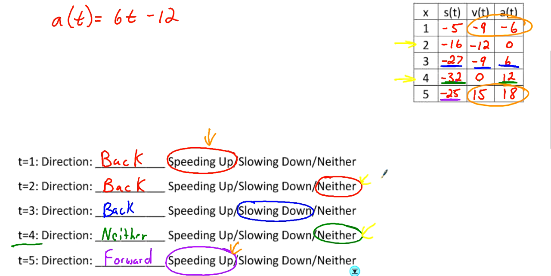And then at time 3, which is right here, I am slowing down because my signs are the opposite. Since my velocity is negative and my acceleration is positive, you're actually slowing down. It's the same thing if your velocity was positive and the acceleration was negative, you'd also be slowing down. So this is basically how you look at what's happening in a particle based on its position, velocity, and its acceleration.